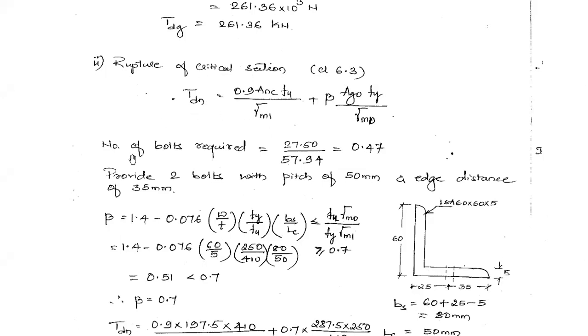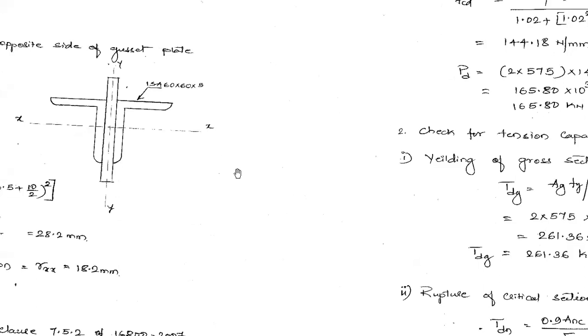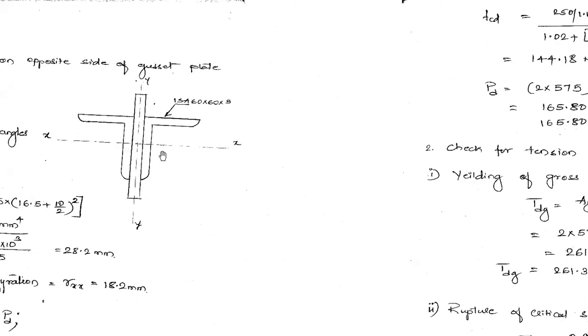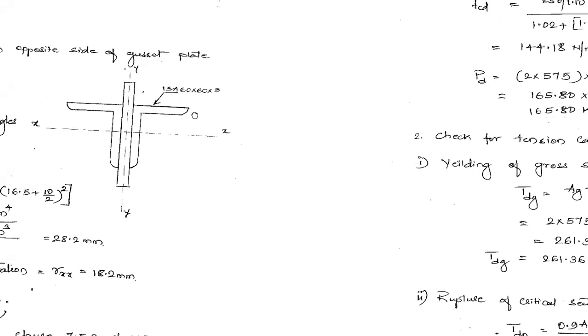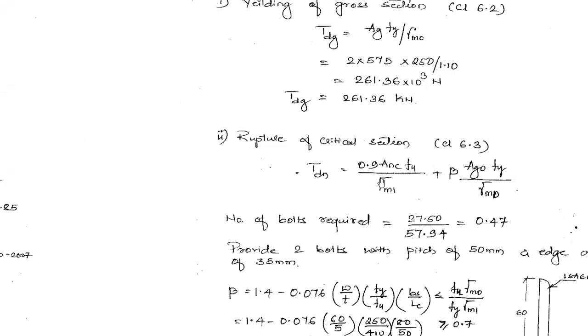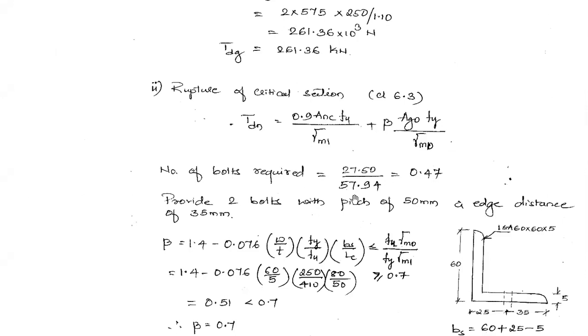Now, the number of bolts required in this connection. Since it is a double angle section, whatever bolts you place over here are subjected to double shear. Out of the strength under double shear and bearing, whichever is least is considered here. So it is 57.94. This was the strength in double shear, which we have seen earlier.